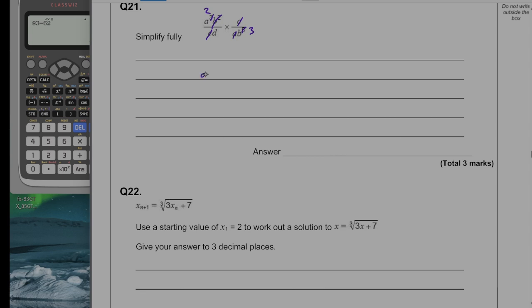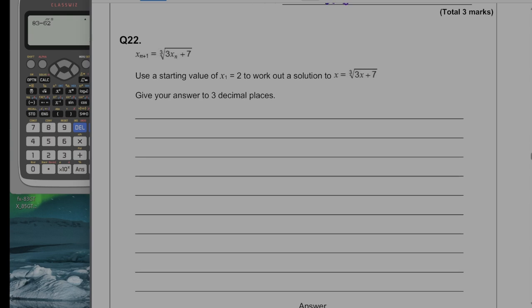That's going to give me A squared as my numerator and DB cubed as my denominator. So we'll go A squared over DB cubed. We could do that as a to the power 2, b to the power minus 3, d to the power minus 1. That would be okay as well. We'll leave it like that though.